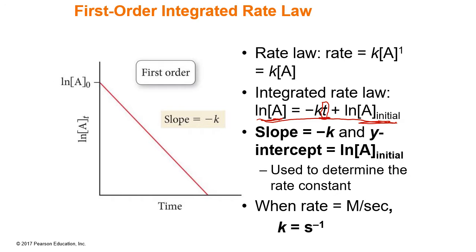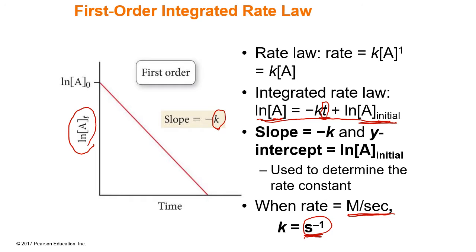If we plot the natural log of the concentration of A versus time, that will give us a linear relationship where the slope is equal to the rate constant. And so this can be a useful way to determine the rate constant of a first order reaction. The units for k are 1 over seconds. When our rate is equal to molarity per second, the units for k have to be adjusted depending on the order so that our rate always gives us the same units of molarity over seconds.